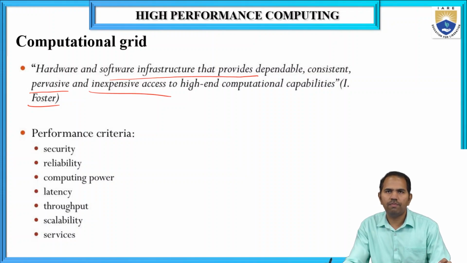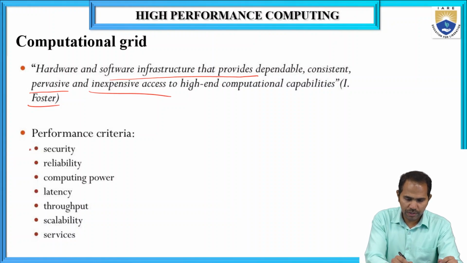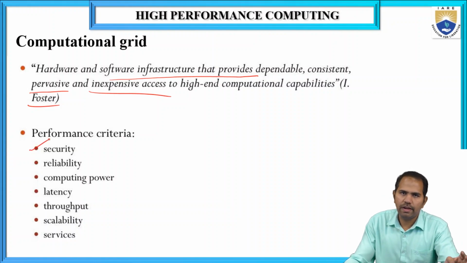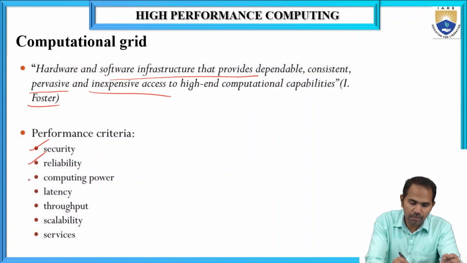Now, what are the performance criteria here? First, security. In a grid, we have to provide security for the data as well as the resources. This is the important thing. Then reliability: the jobs have to execute reliably in a particular mission. Reliability is the second concern, and the third one is computing power.